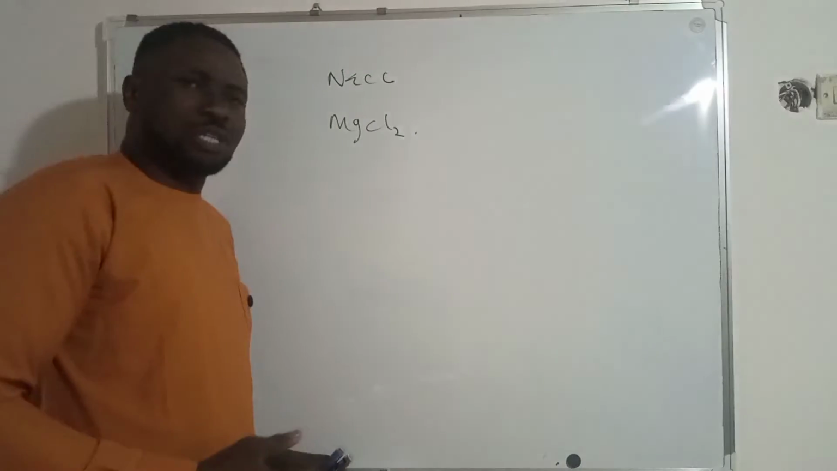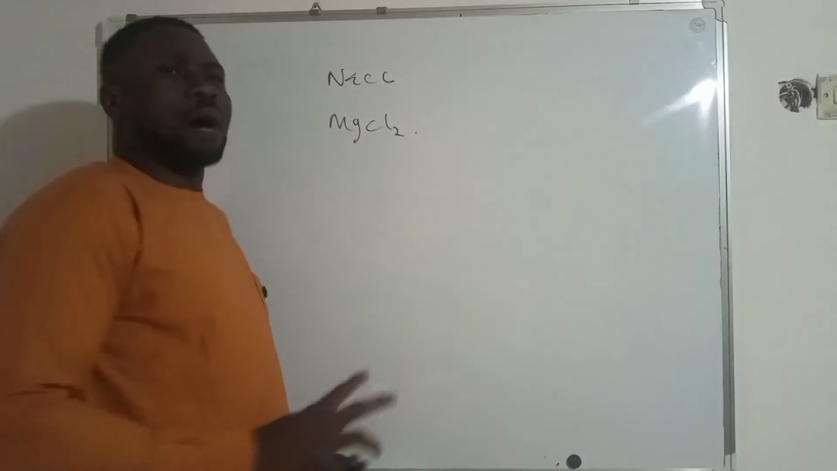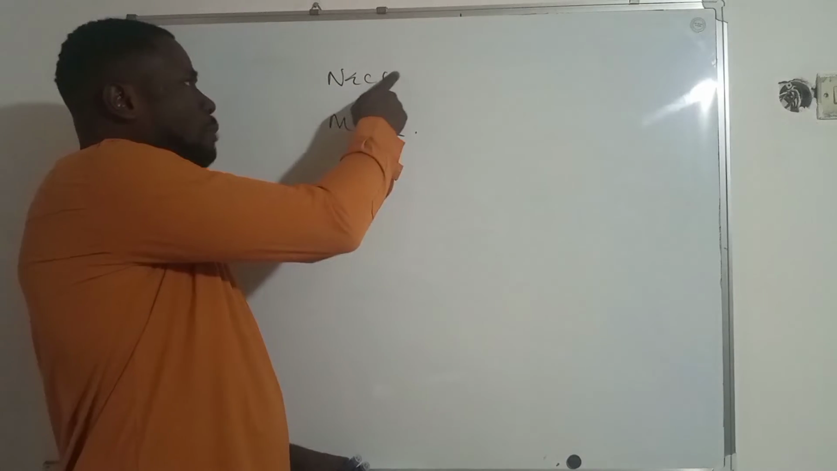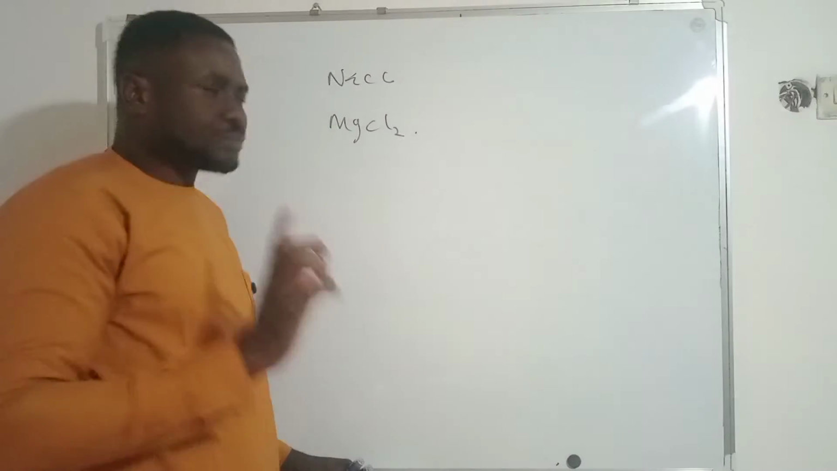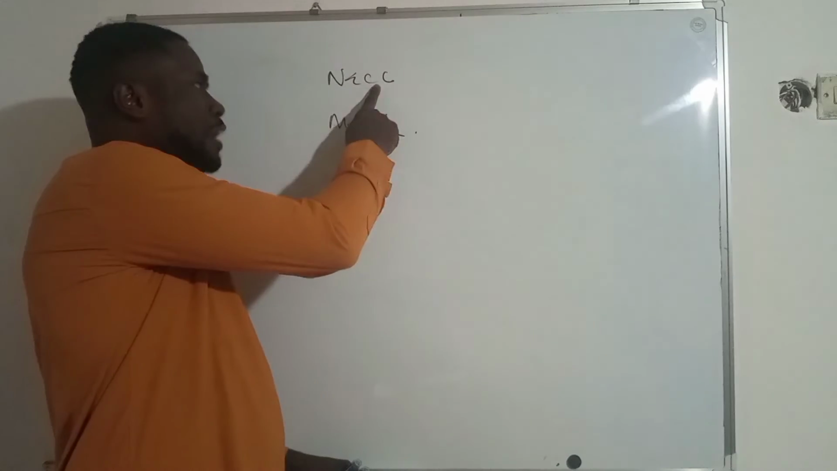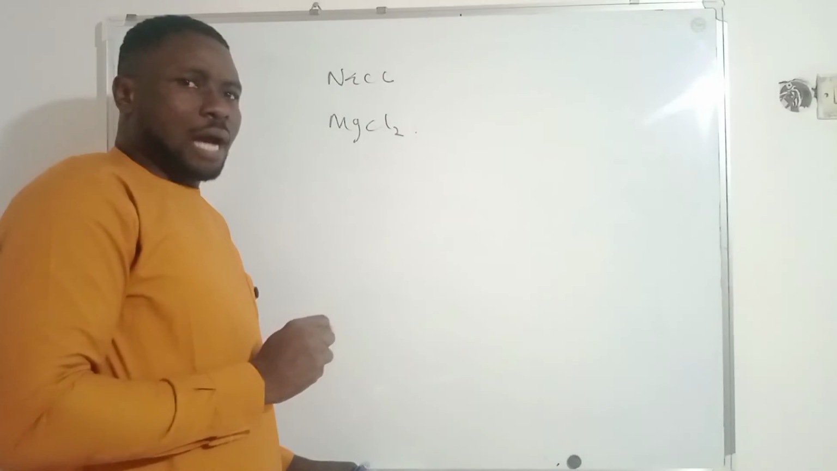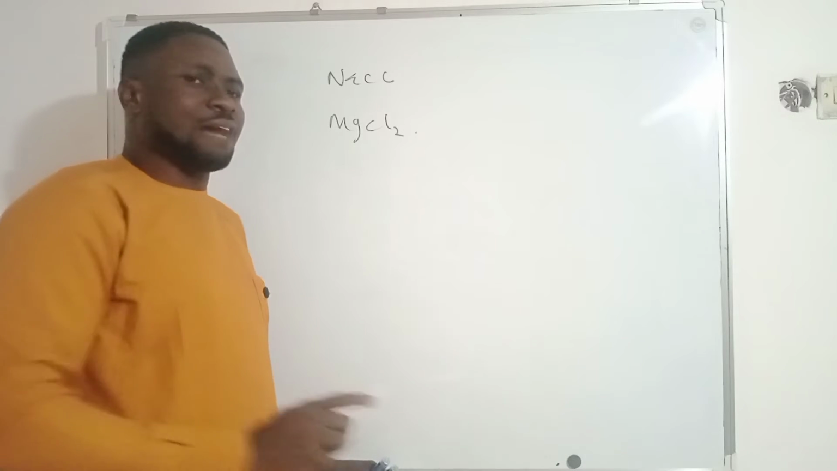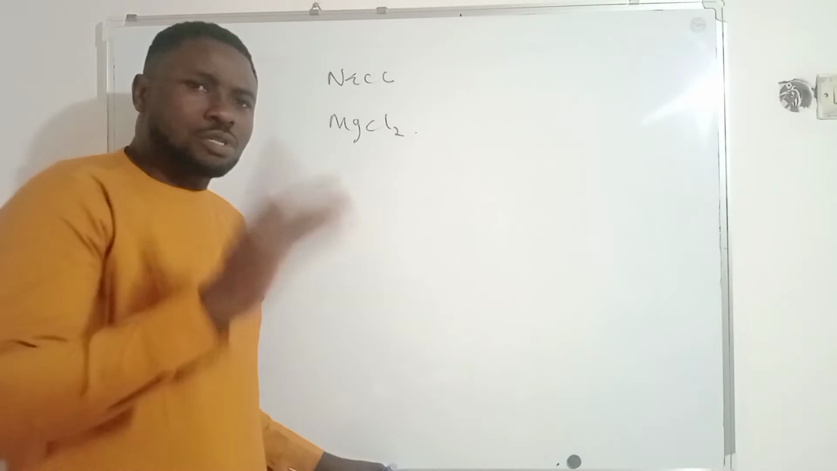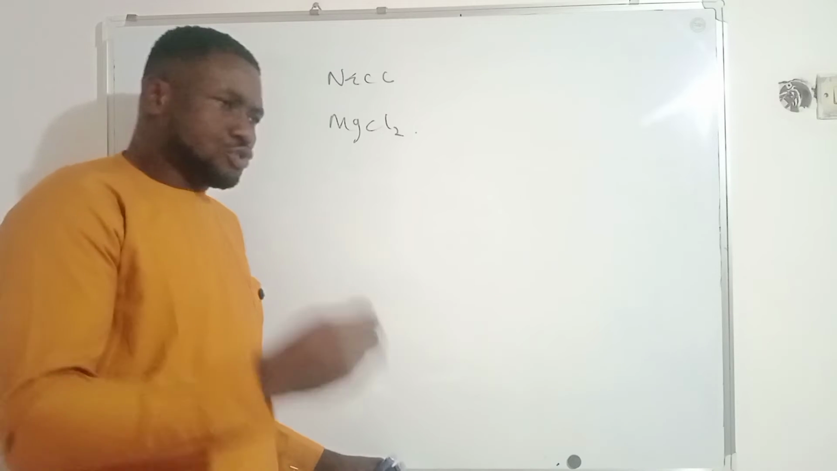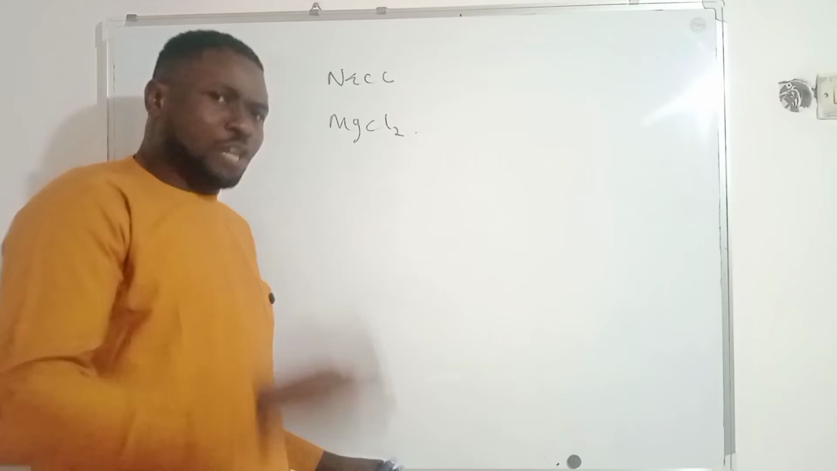Now when you have a question like that, look at the two compounds. You notice that the non-metal in the two compounds is the same. We have chlorine here and chlorine here. That means electronegativity is constant. And again, I want you to understand that for such a question to be answered, you must understand the strength of the ionic bond.